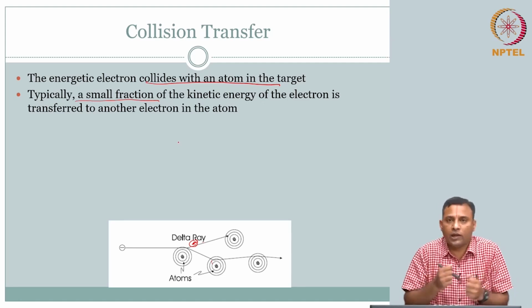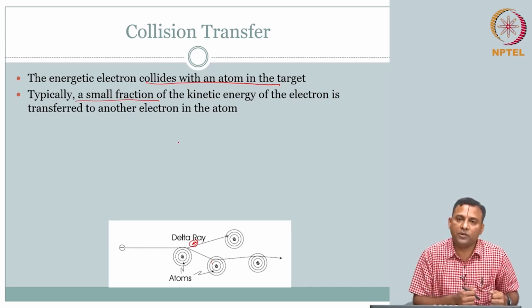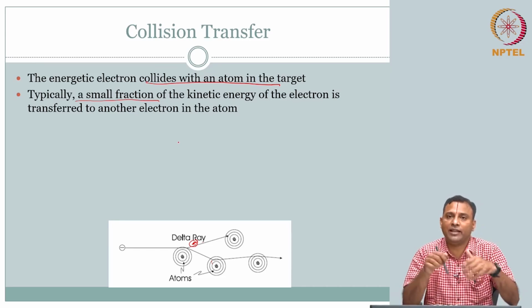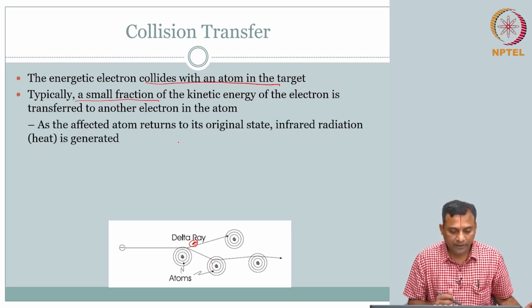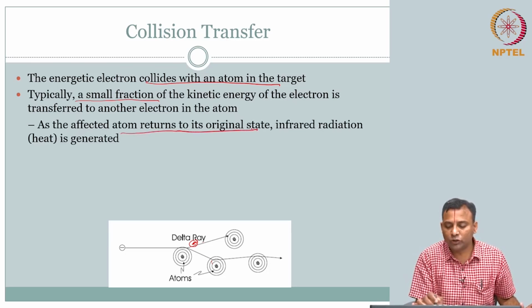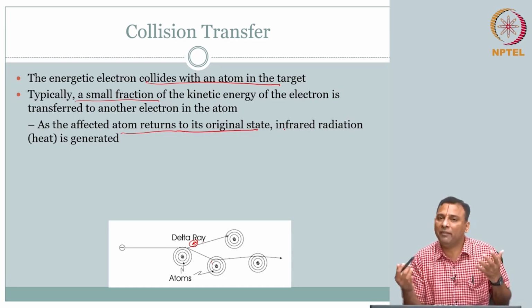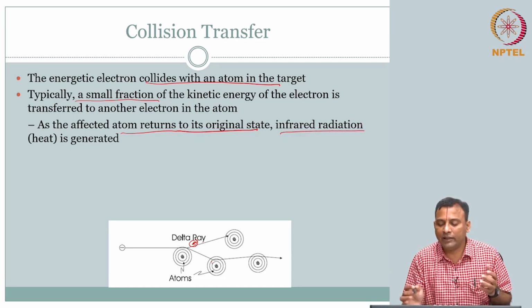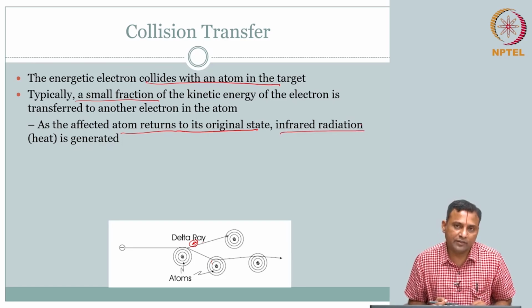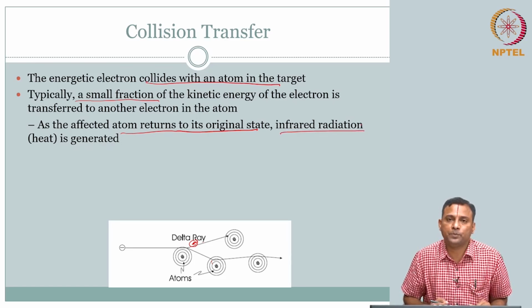If that is the case, it is transferred to another electron. So, it is going to locally readjust itself and then come back to ground state, giving that extra energy out. As the affected atom returns to its original state, small energy comes out. When I say small, what do I mean? It gives out energy, but that energy is in the infrared radiation. So, heat is generated.